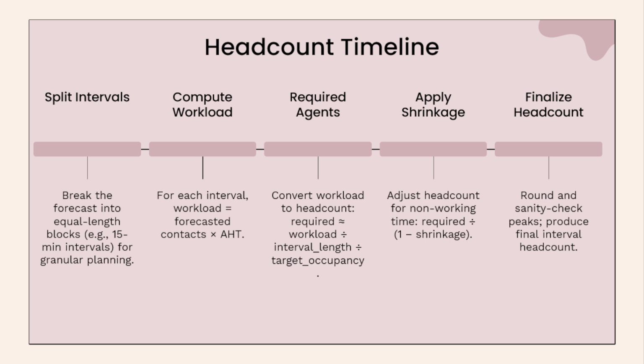If you don't consider the shrinkage, then your schedule is completely wrong, and it will result in a bad schedule, and that will create a bad reputation for operations. You will miss your SLA, you will have to do overtimes. So always consider shrinkage. Finalize head count: round and sanity check, and produce the final interval head count. Once we have done that, we will check our peak hours, whether they are getting met or not, whether we are having extra people or not. So we create an over-under check, to see whether we are understaffed or overstaffed.